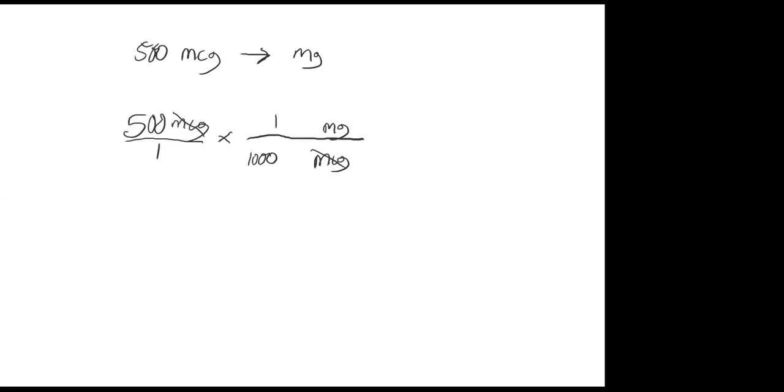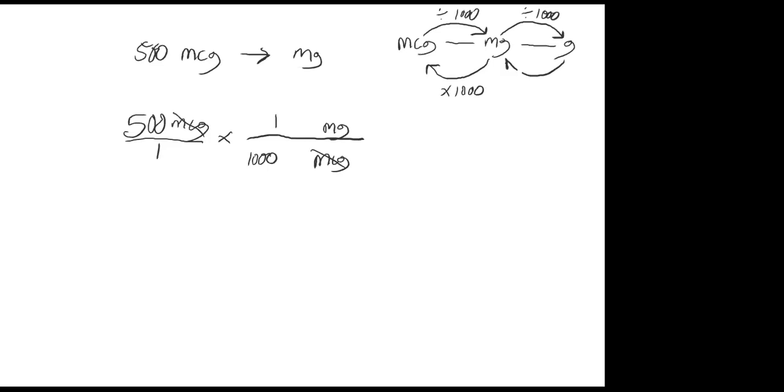Let's say I have a scale, and the scale goes like this. Here's my micrograms, here's my milligrams, and then here's my grams, okay? When I go from milligrams to micrograms, in this direction, I'm going to multiply by 1,000. When I go from micrograms to milligrams, in the other direction, I'm going to divide by 1,000. The same thing happens here: when I go from milligrams to grams, I divide by 1,000, and when I go from grams to milligrams, I multiply by 1,000.